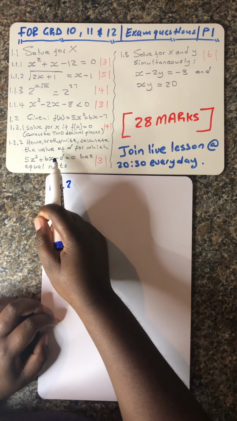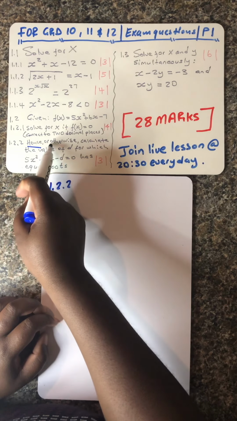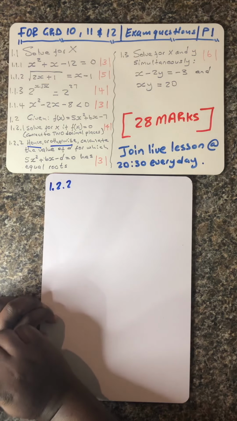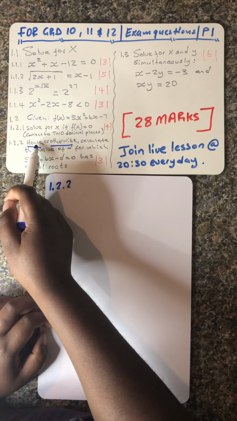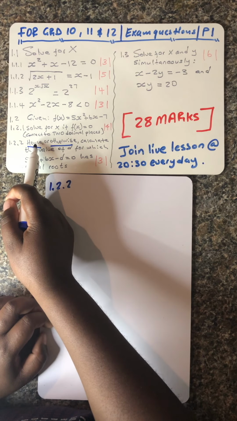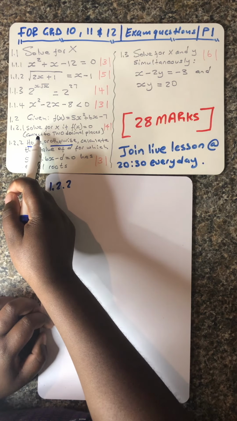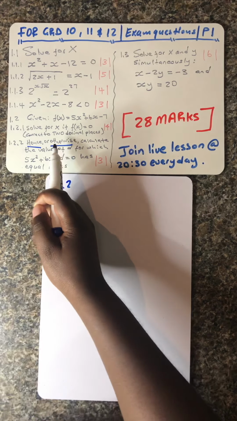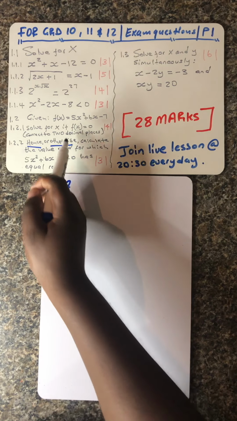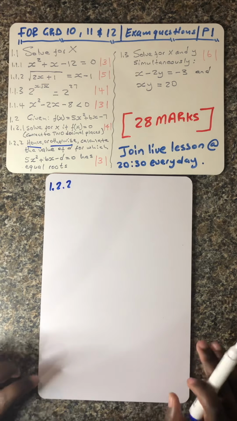So guys, listen and pay attention to this first statement. They say hence or otherwise. These two words, guys, they are very much important. What they actually mean when they say hence, they are giving you a hint to refer to the previous question. When they say or otherwise, that means alternatively you can attend to this question without having to refer to the previous question. Okay, so take note of those two words.